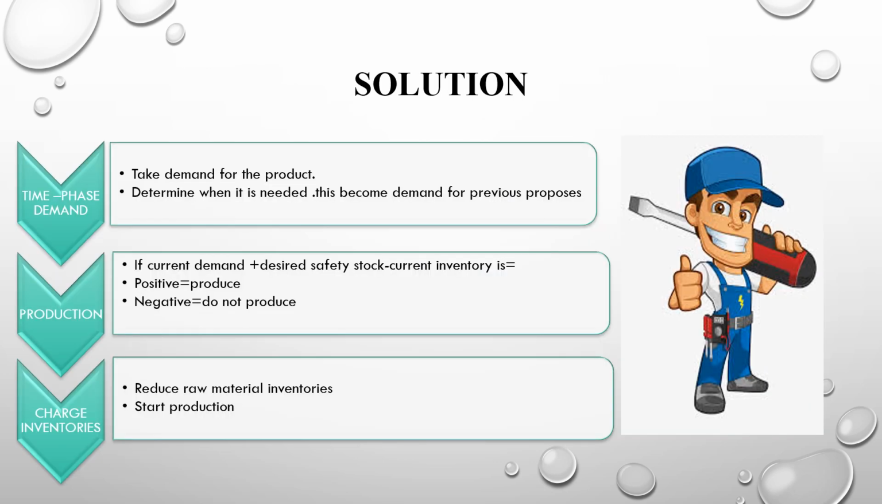After challenges, there is a solution. Time phase demand: take demand for the product, determine when it is needed. These become demand for the previous process. Production: if current demand plus desired safety stock minus current inventory is positive, production increases. If negative, do not produce; stop your production. Charge inventories. Reduce raw material inventory. Start production.